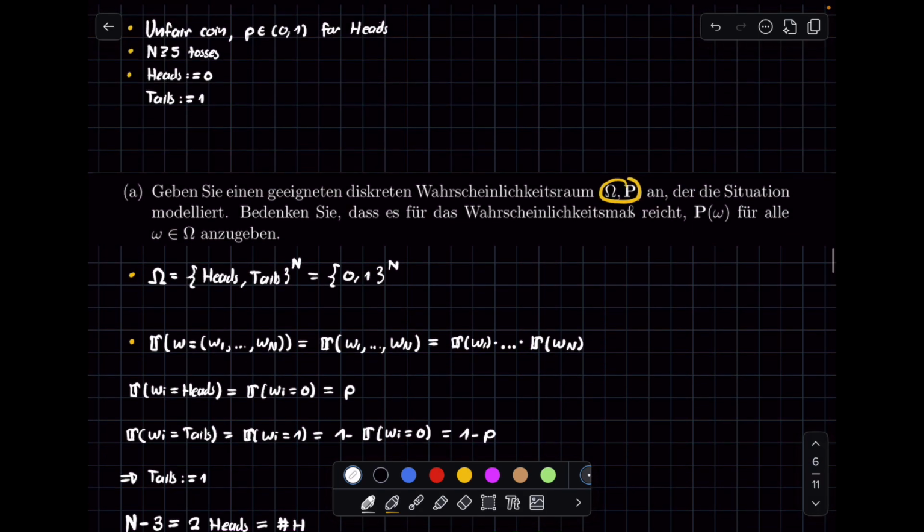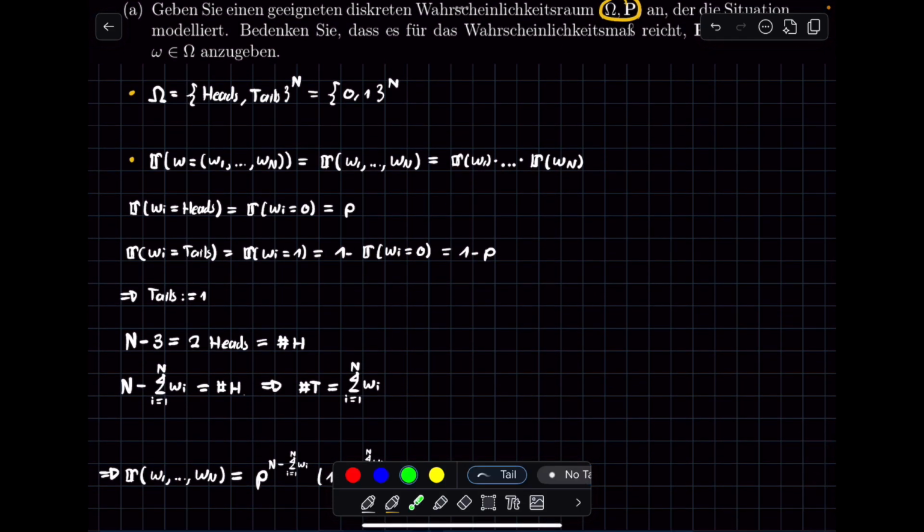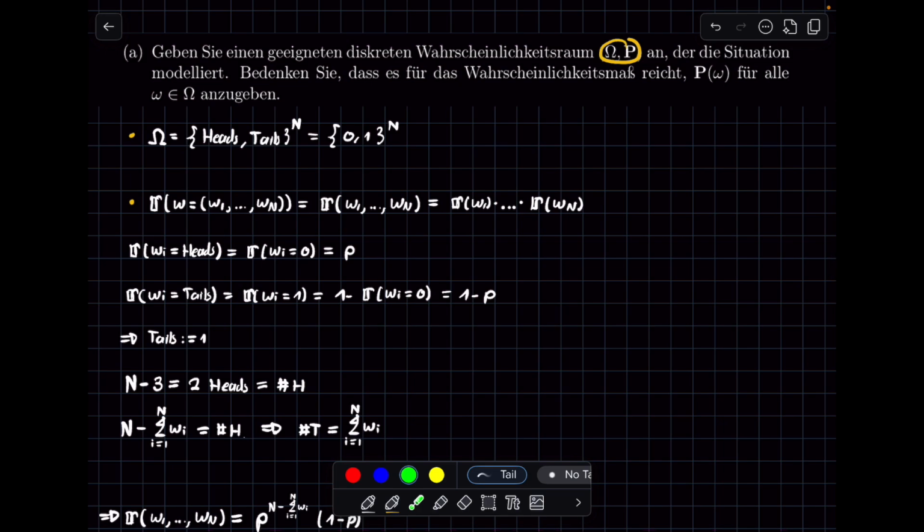We're done with A. It was a bit confusing. I was trying to explain it in a more detailed way, but that's pretty much it. Because it's 0 and 1, we can just count all the omegas, and the summation of the omegas is going to be simply the number of tails, because that's equal to 1. So we can just ignore that, you know? So yeah, that's pretty much it for A.